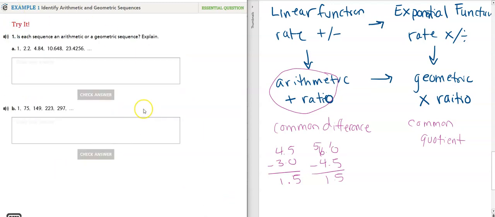So go ahead and try these two on your own. You're first going to try and check, do they have a common difference? If they do, then you're going to go ahead and say that they are arithmetic. If they do not, if they have a common quotient by dividing, then they are geometric.